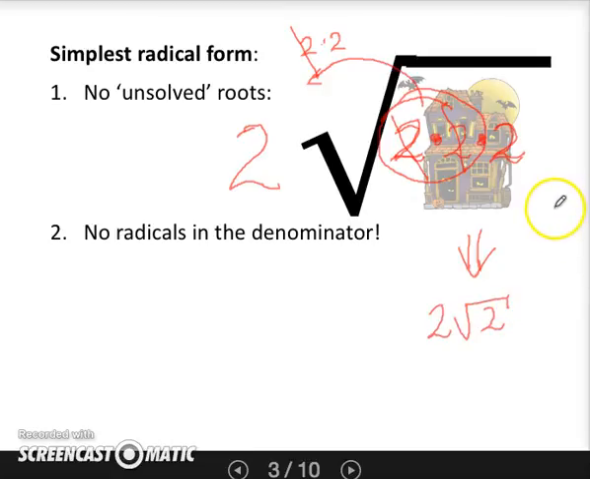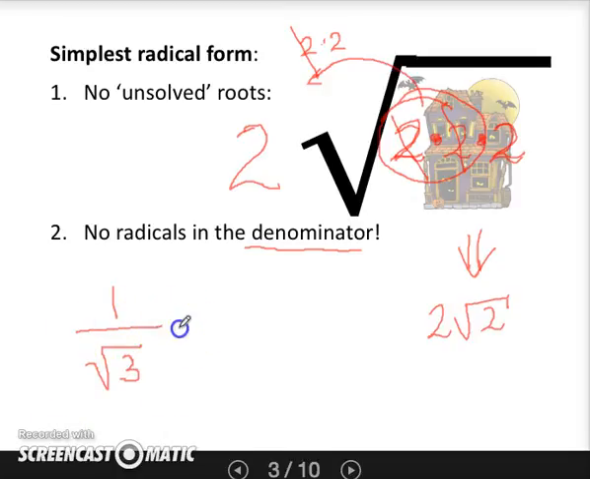Okay, the second picky rule that mathematicians have is we don't like having radicals in a denominator. The denominator is the number on the bottom of a fraction. So suppose that our answer came out to be 1 over the square root of 3. A mathematician would say, gross, that's ugly. I don't like square roots in the denominator.